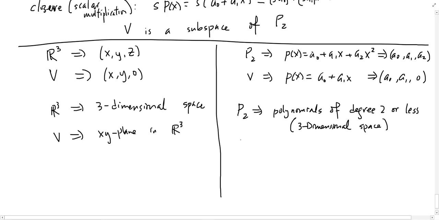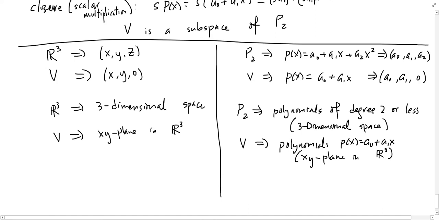And so now we can also imagine that V, which is defined to be polynomials in the form of p of x equal to a sub 0 plus a1x, instead of thinking of this polynomial as a linear function, we can now imagine it to be like the xy plane in R3, where each a sub 0, a sub 1 not only corresponds to a polynomial function, a linear function, it now also corresponds to a point, a position on the xy plane within R3.